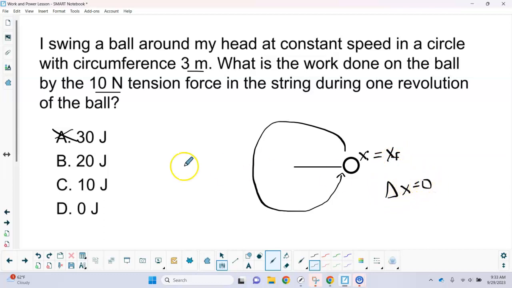And if we plug into the work equation, FD cosine theta, in this equation, D is displacement. So if our displacement is 0, that means this whole thing goes to 0. If you start and stop at the same point, there is no change in energy, or there is no work being done on that object.